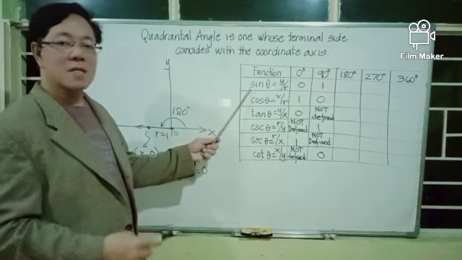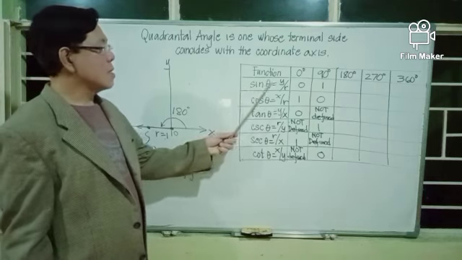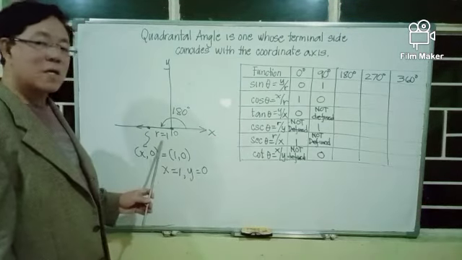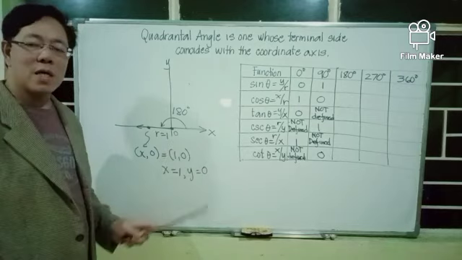Now we find the sine of 180. Sine is y over r. Y is 0, r is 1. 0 divided by 1 is 0.